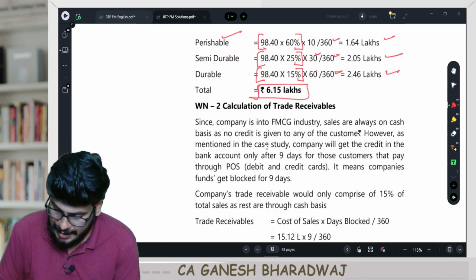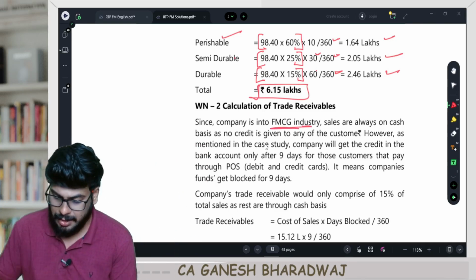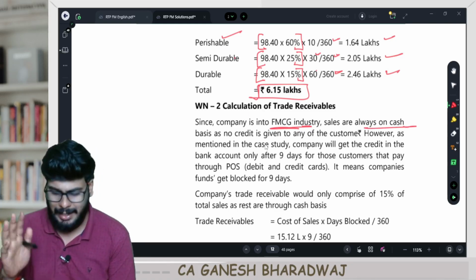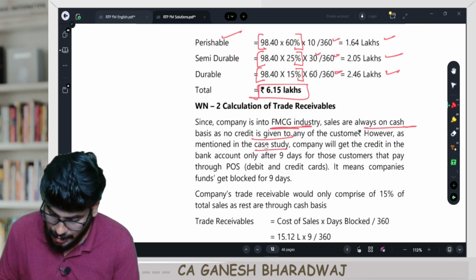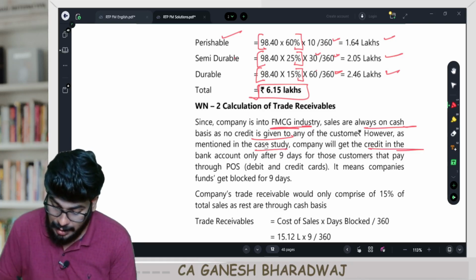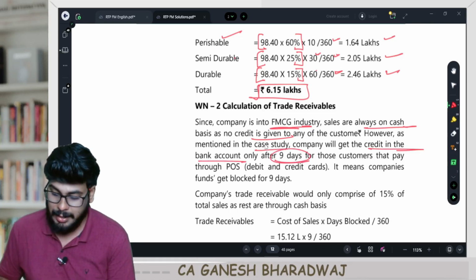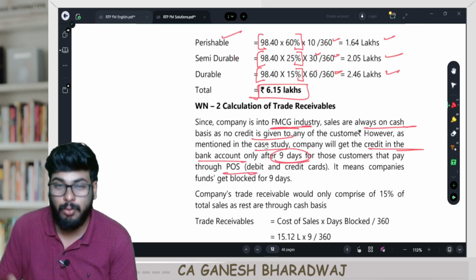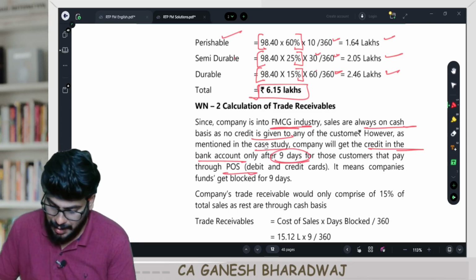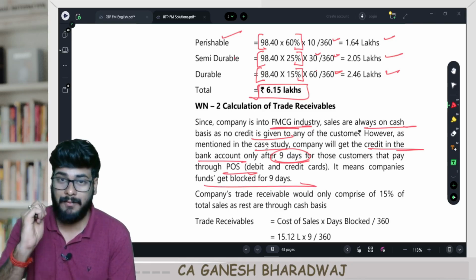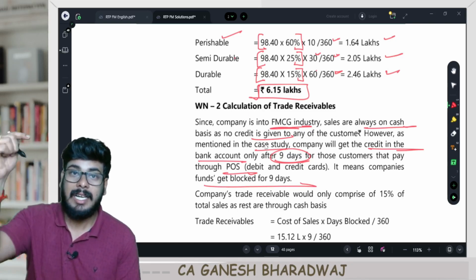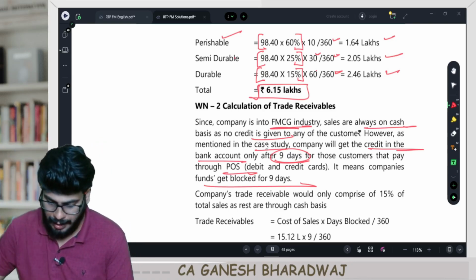Look at this. Since the company is into FMCG industry, sales are always on cash and there is no credit given to any customer. However, as mentioned in the case study, the company will get credit in the bank account only after 9 days for those customers who pay through the POS machine. Right? It means the company's funds get blocked for 9 days. What funds? Those funds that get routed through the POS machine. Correct?